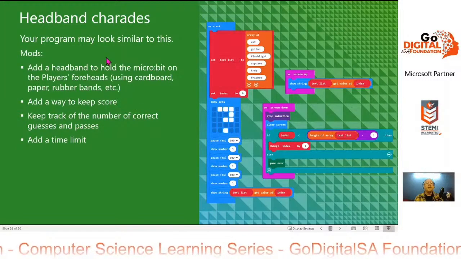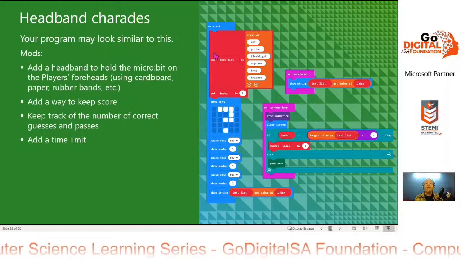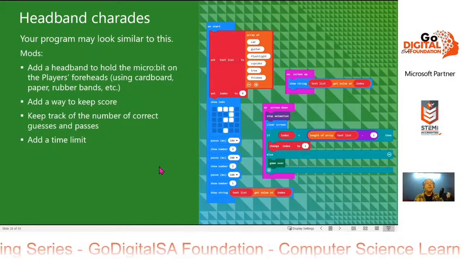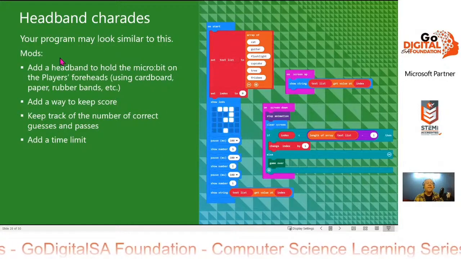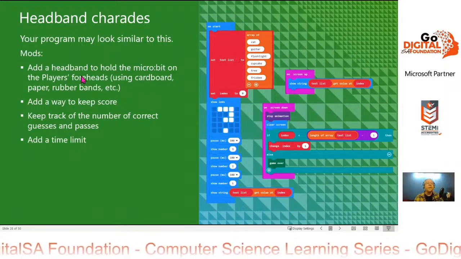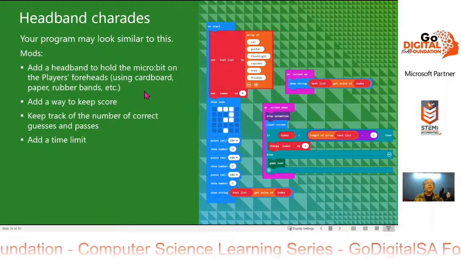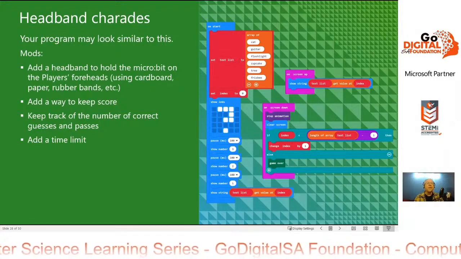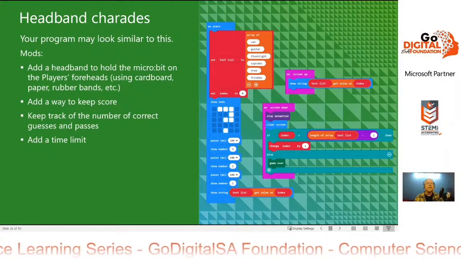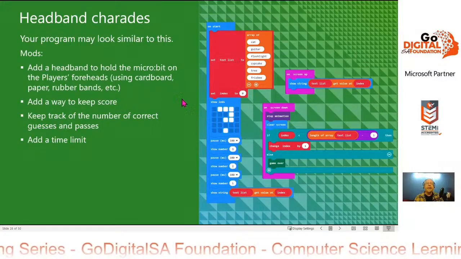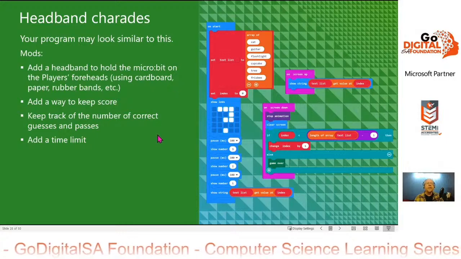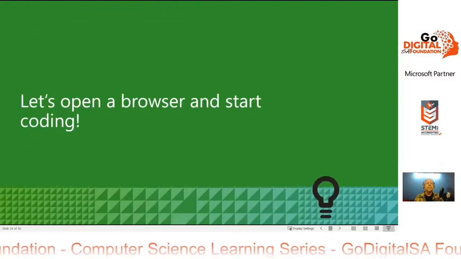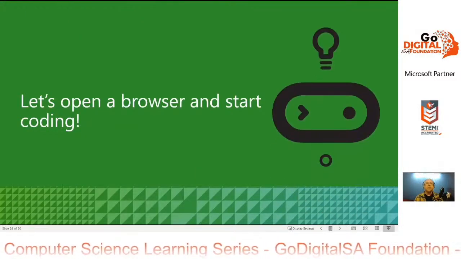Okay, the program might look similar to this. We'll look at it in Make Code. It'll be easier to see in Make Code. And here are some modifications we could add to it. We could make a headband to hold the microbit to the players' foreheads. You can use paper, rubber bands, and so on. And we can add ways to keep score, keep track of the number of correct guesses and passes, and add a time limit. Okay, so let's open a browser and start coding.